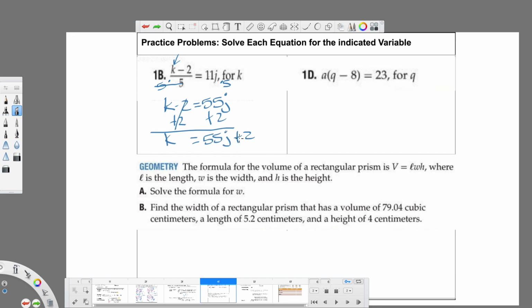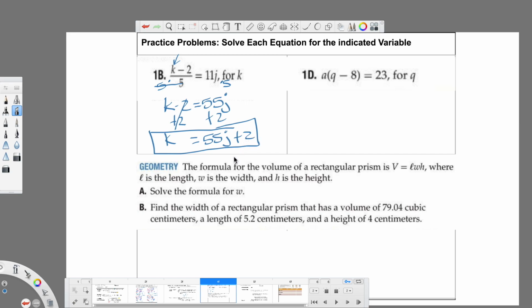That's really what like terms is, a practice in order of operation. Which I know I've talked about in previous videos, but that's all it is. We can't add the 2 before we've done our multiplication. Okay, that's kind of the basic idea there. So this is the answer. This is what it's looking for. I have solved the equation for the indicated variable. K equals 55J plus 2.